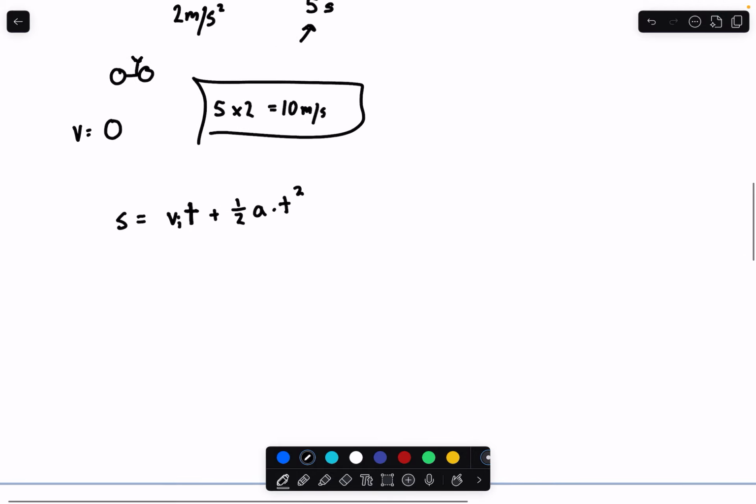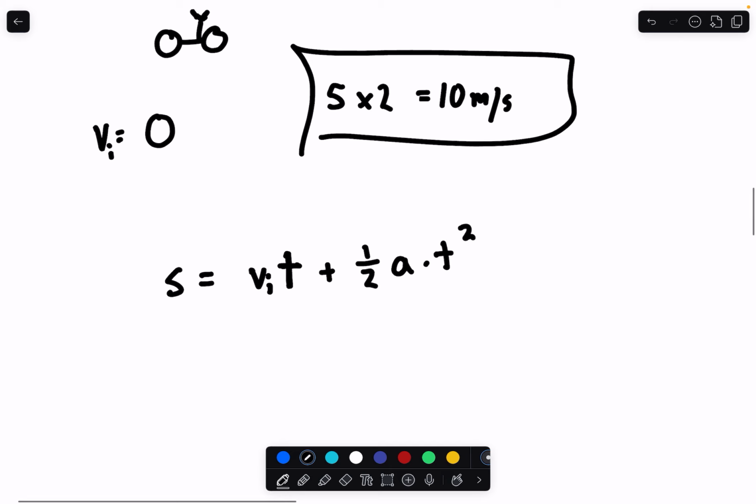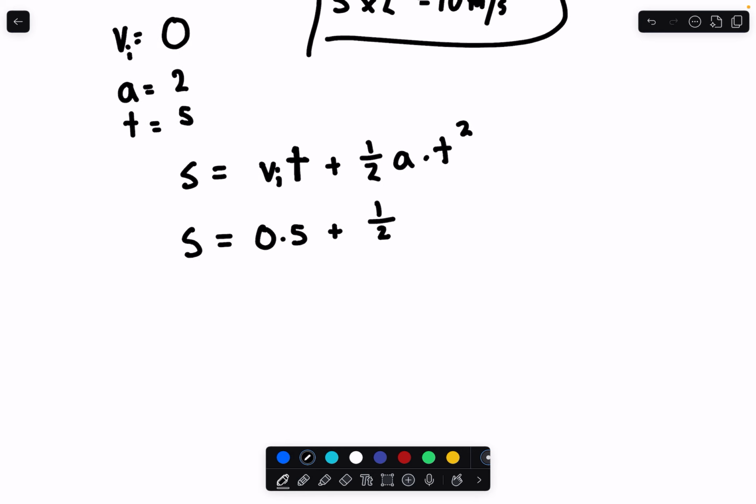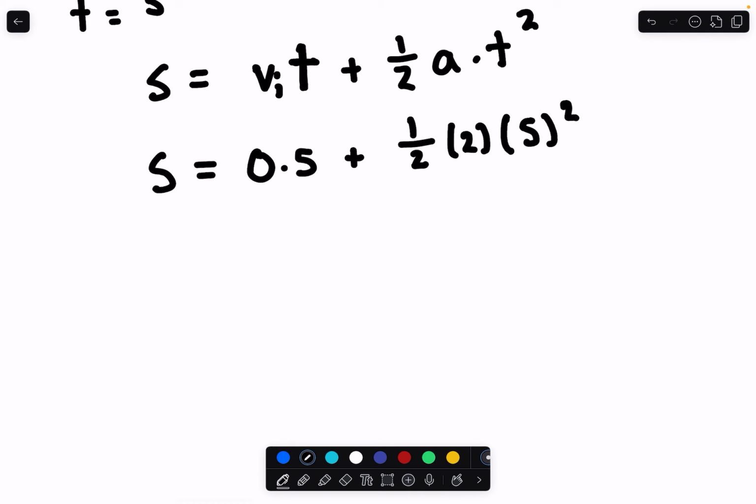So now, if we know our initial velocity is 0, our acceleration is 2, and our time is 5, we can plug all these values into our equation to find out how far the bike traveled. So we got 0 times 5 plus 1/2 times 2 times 5 squared, which is going to give us our final answer of 25 meters traveled.